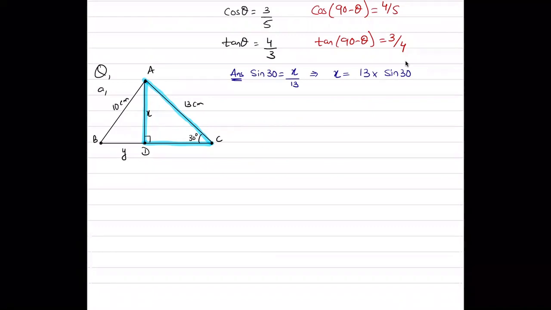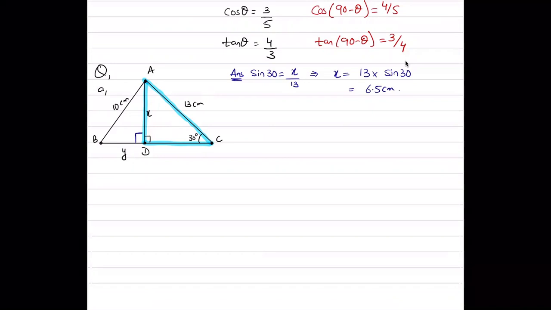Sine 30 is half, so this is going to be 6.5 centimeters. Now, how do you suggest finding the value of y? If I know the value of x, and you know that BDC is a straight line, would you consider this to be a right angle triangle too? Angle ADB would be a right angle triangle, yes.